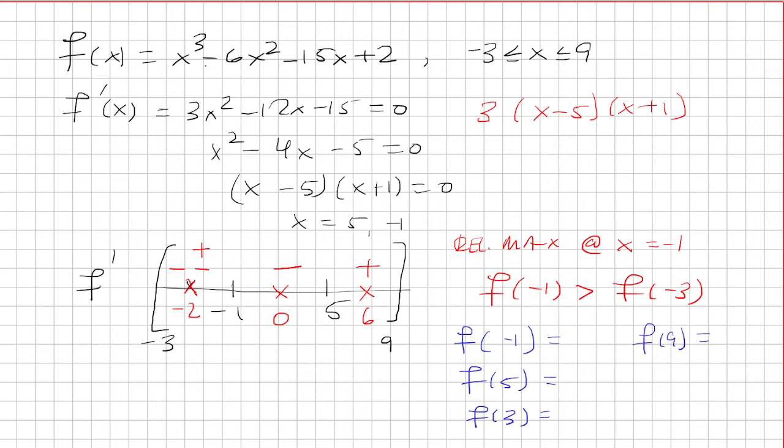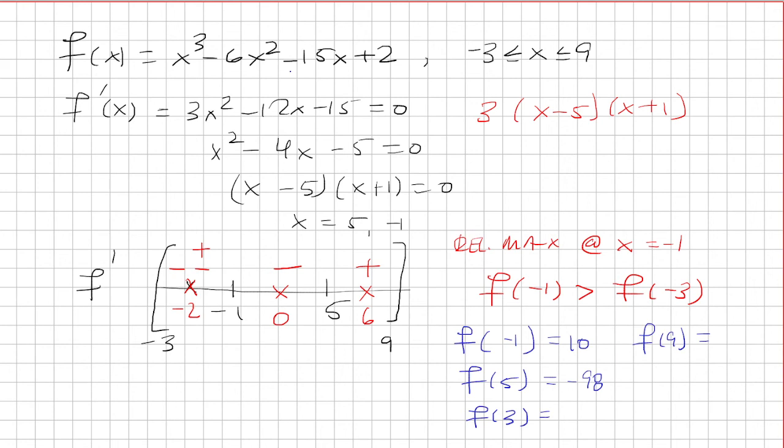If I plug in -1 into the original function, we have -1 minus 6 is -7, plus 15 is 8, plus 2 is 10. If I plug in 5, 5 cubed is 125, 5 squared is 25 times 6 is 150, that's going to be -25. Minus 75 is -100, plus 2 is -98.